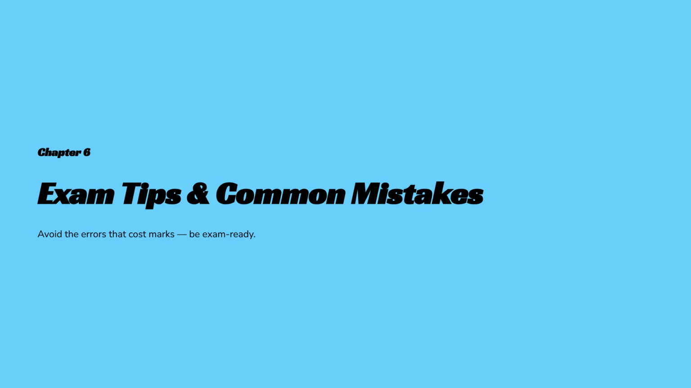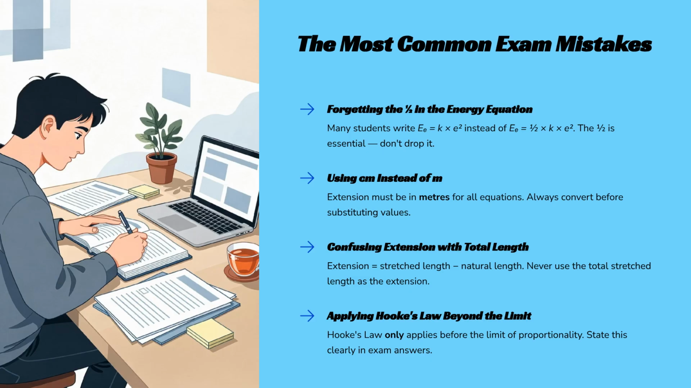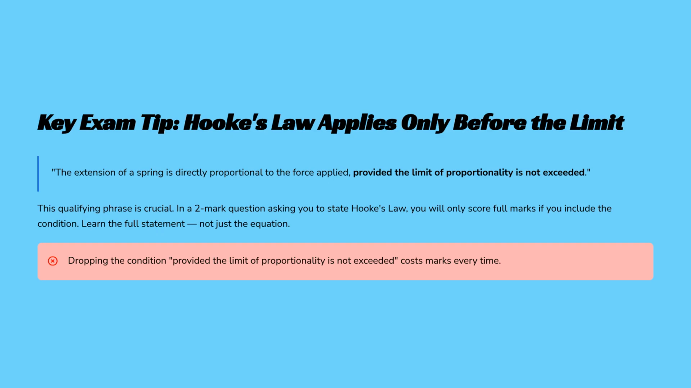Moving to Chapter 6, we'll cover essential exam tips and point out common mistakes that often cost students marks. Being aware of these can make a huge difference. Common errors include dropping the half from the energy equation, using centimeters instead of meters, confusing total length with extension, or ignoring the limit of proportionality. Remember, Hooke's law only applies before the limit of proportionality is reached. If a question asks you to state the law, you must include this condition for full marks.